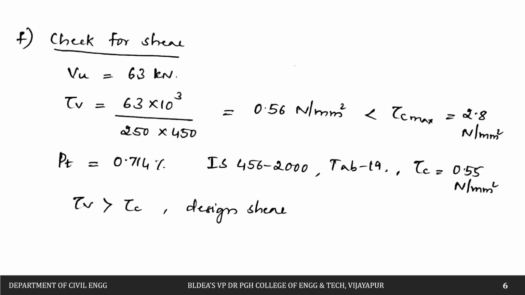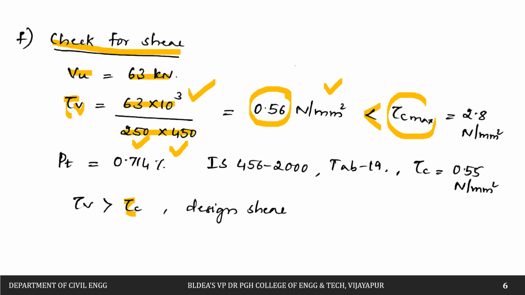Then next we will check for shear and deflection. So let us check for shear. The shear we have calculated is 63 kilonewton. So let us calculate tau v and compare it with tau c. Tau v is equal to Vu divided by b into d. So Vu is 63 into 10 raised to 3 divided by b into d. So we will be getting the answer as 0.56 Newton per mm square. That has to be checked with tau c max, which is 2.8, so therefore it is safe, no need to redesign the section.